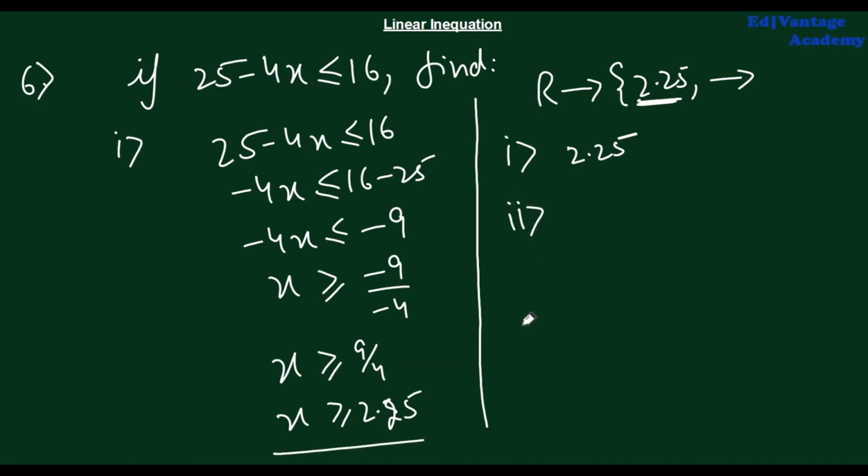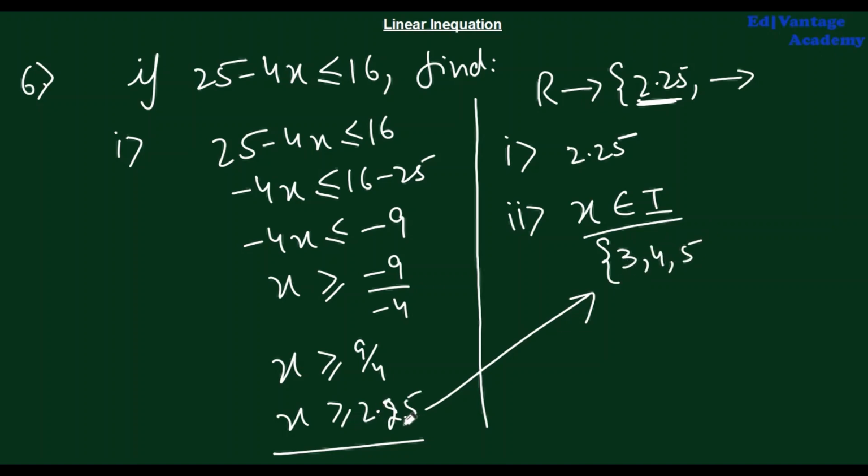What is the second one asking from the same solution? The smallest value of x when x is an integer. So when x belongs to integers, what will be the smallest value? If you write a solution set for this as integers, x is greater than or equal to 2.25. So what is the first integer greater than or equal to 2.25? It is 3, then 4, then 5, because you can't put 2.25. 2.25 is not an integer. So greater than 2.25, the first integer is 3, then it goes 4, 5 and so on.